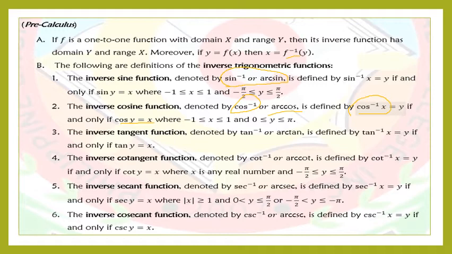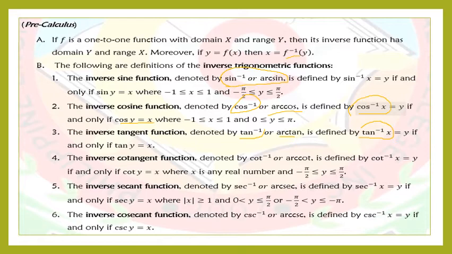The third one class is the inverse of the tangent function. It is denoted by tangent inverse or arc tangent and is defined by tangent inverse of x equals y if and only if tangent of y equals x. So, ibig sabihin, yung inverse of the tangent function is wala siyang restriction sa x and y.